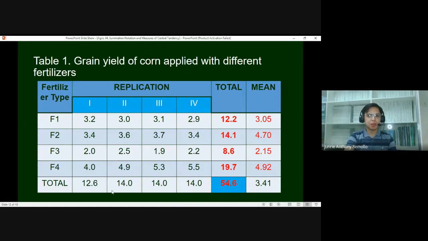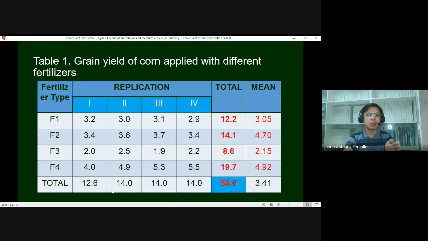So, for example, the grain yield of corn applied with different fertilizers. This is an example of a two-way table, so you will apply double summation. Okay? So there are 4 types of fertilizers. Say for example, you will use muriate of potash for F1, and for F2, complete fertilizer, and F3, amophos or ammonium phosphate, and F4, say for example, organic fertilizer.